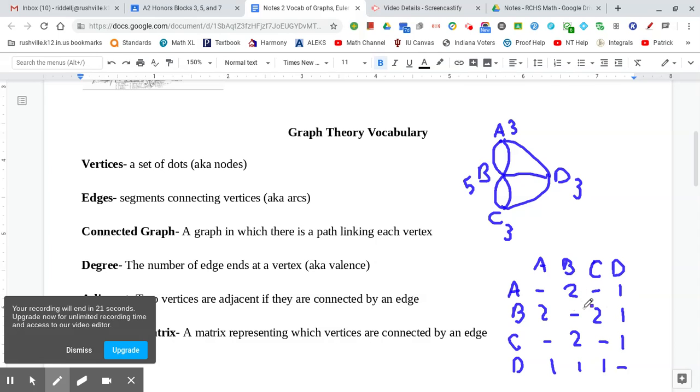There's something else that is good to note about an adjacency matrix. If you were to sum the rows or sum the columns, which will give you the same thing, you should see something. So 2 plus 1 gives me 3, 2 plus 2 plus 1 gives me 5, 3, and 3. This just gives me the degree of each vertex.